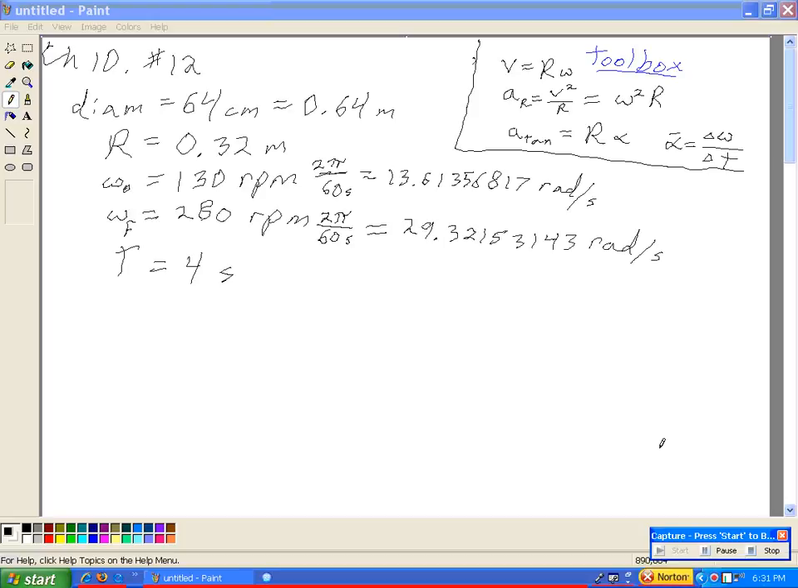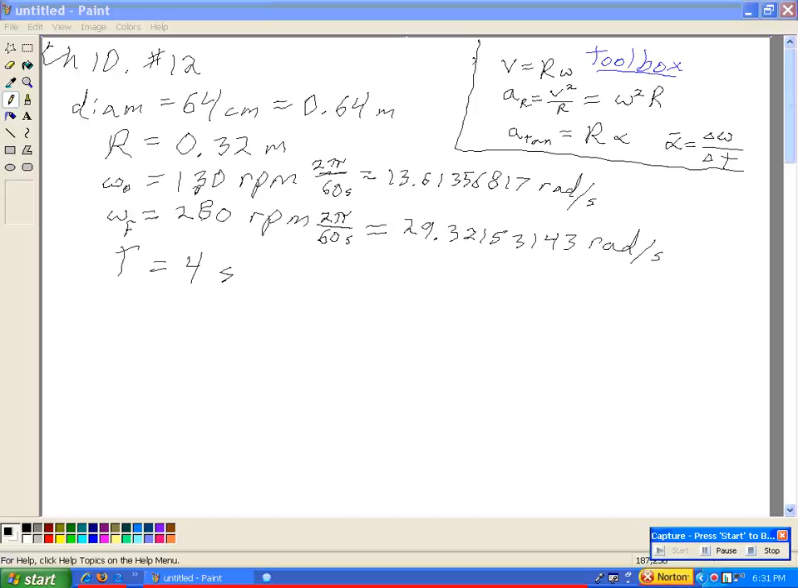Alright, this is chapter 10, number 12. We have a wheel, a turntable. It's a 64 centimeter diameter wheel. So it has a diameter of 64 centimeters. Change that to meters and you get 0.64 meters. It's got a radius of 0.32. I just took 0.64 and divided it by 2 to get the radius.